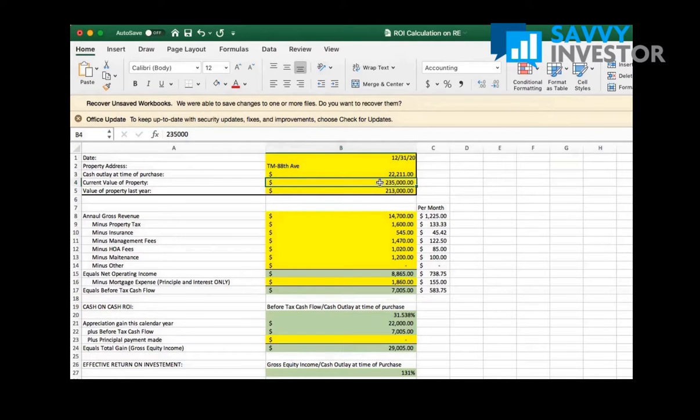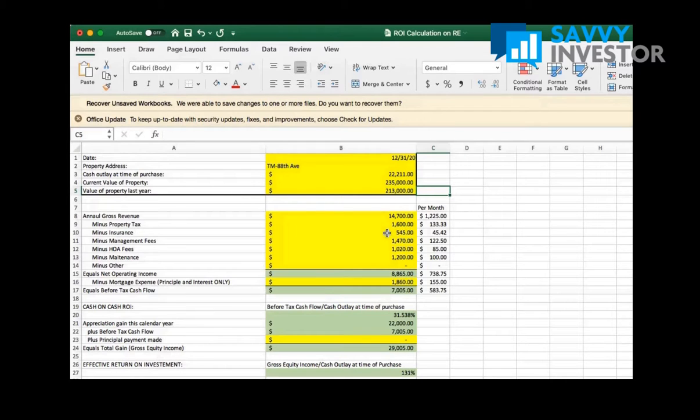The current value of that property, I put at 235. Realistically, if I put it on the market today, I could probably sell it for 255-ish. The value of the property last year was 213,000. So you can see I saw pretty good appreciation this last year. The reason it's important to put both those numbers in is I'm going to calculate the return on investment from a cash basis standpoint, but I'm also going to look at the effective return on investment, which is how this investment affects my net worth statement.